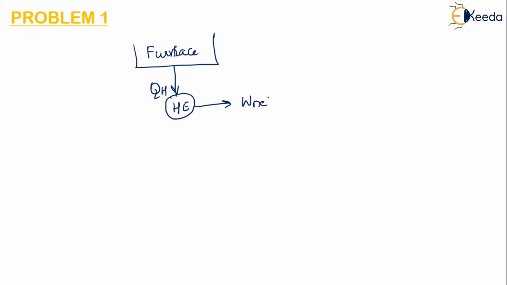Now to draw the diagram, if this is the furnace, the heat entering inside is QH into the heat engine. This is the heat engine. This will give us the net power output, and then the heat which is leaving, or which is rejected by the heat engine, is given by this, and this is the river to which the heat is rejected. So we can represent it with the help of this diagram.